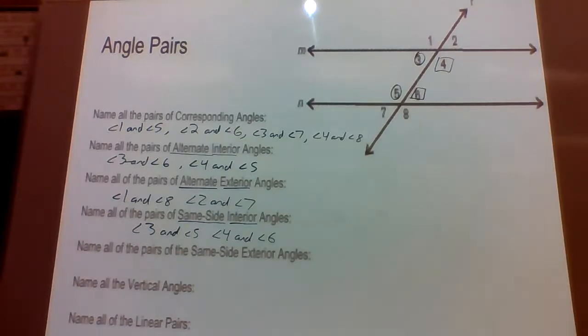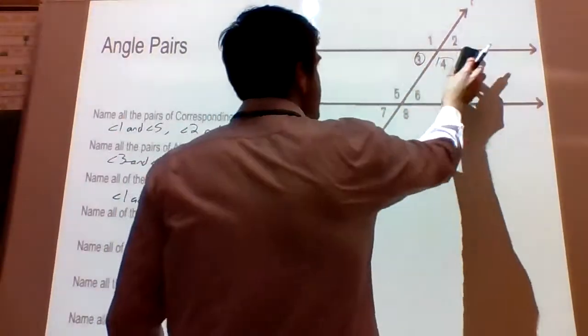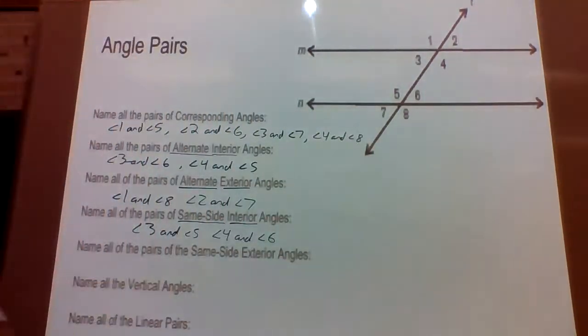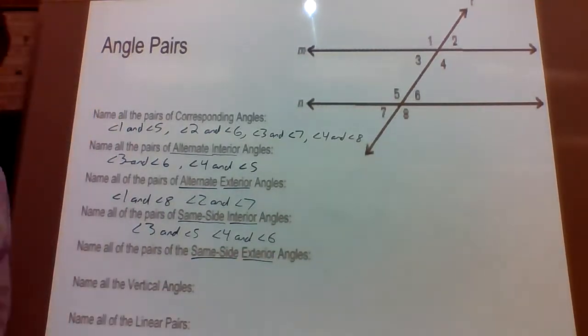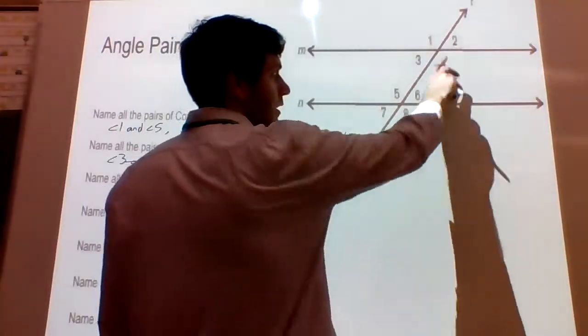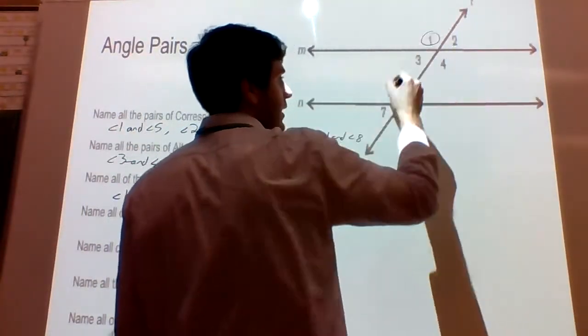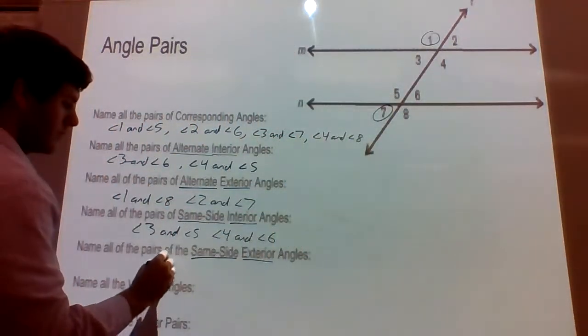Next one, name all the pairs same side exterior. So same side of the transversal. Exterior meaning outside of the two lines. Okay, so same side. Exterior gives us 1 and 7.